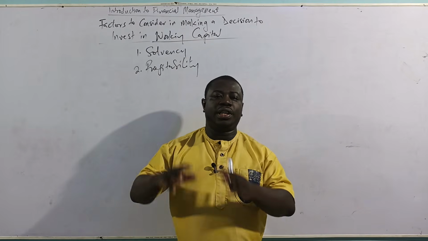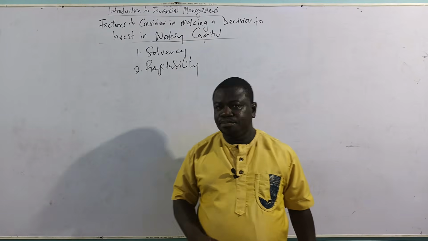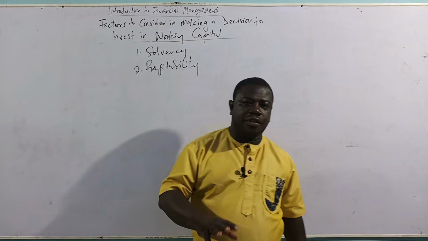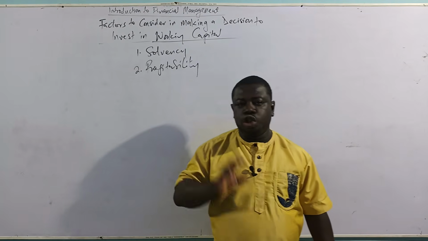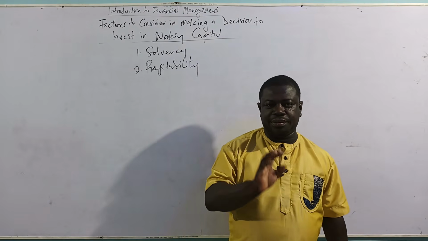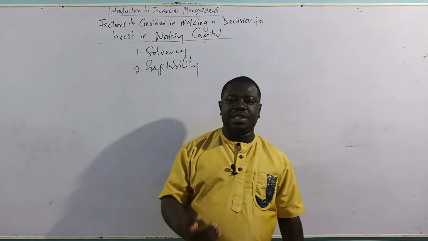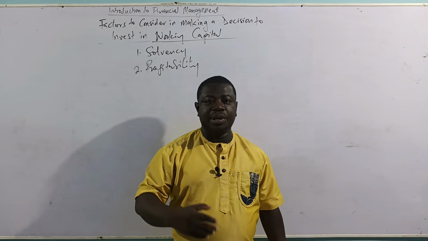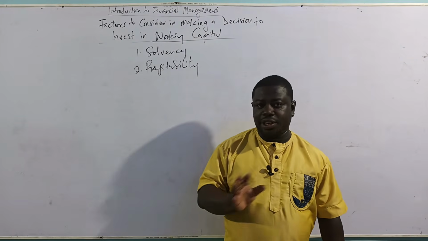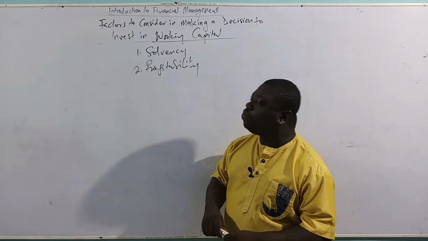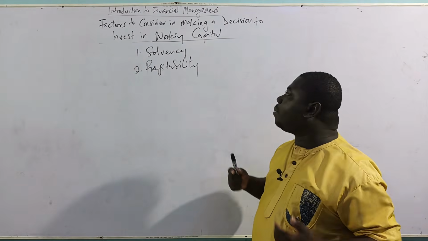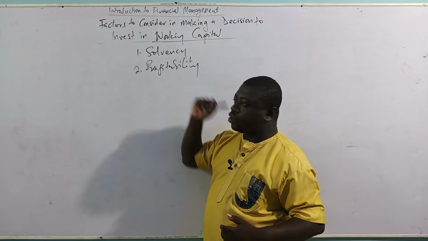So we are going to look at working capital management as well. Solvency is what I've explained. You should be able to pay your short-term debt as and when they fall due. If a business is unable to pay, it means they have become insolvent. So before you put any money in working capital, you think about the level that you need to become solvent.